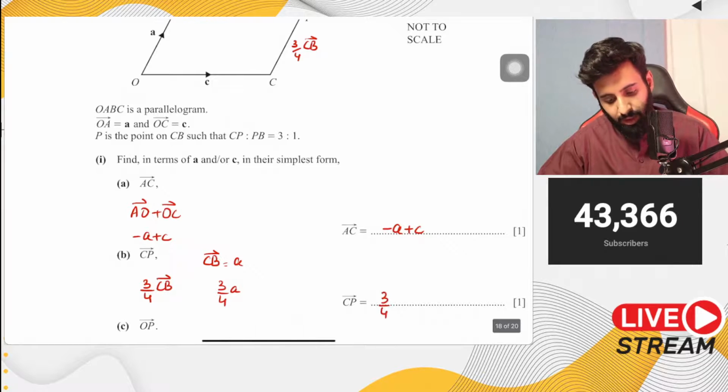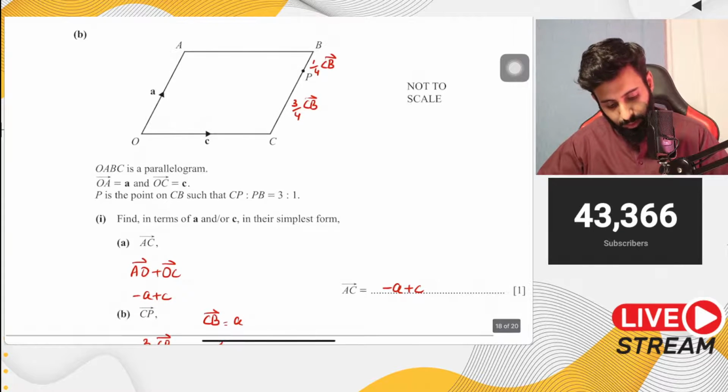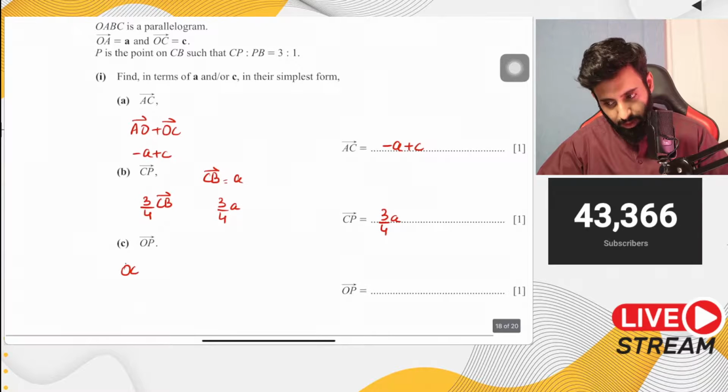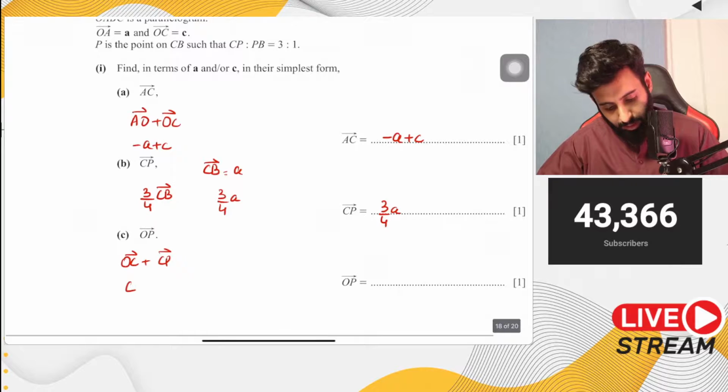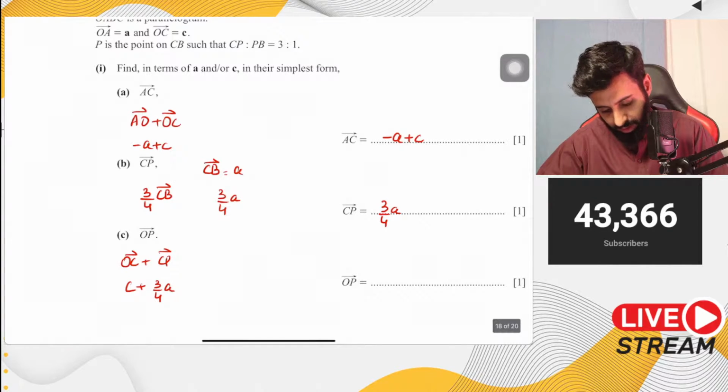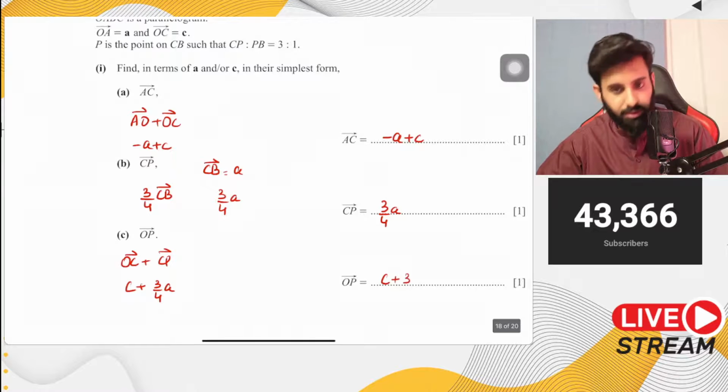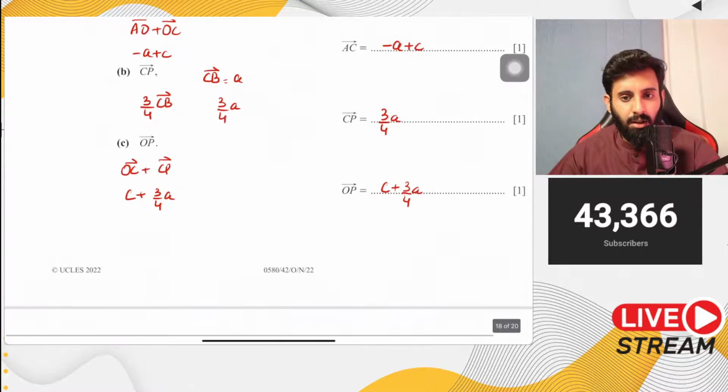So there you go. Then OP. For OP, you're going to do OC plus CP. Now we already know what OC is equal to. It's c. And we also know what CP is equal to. It's 3 upon 4 a. So there you go. c plus 3/4 of a.